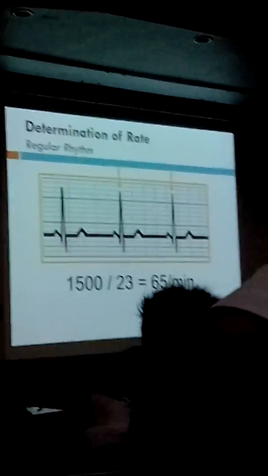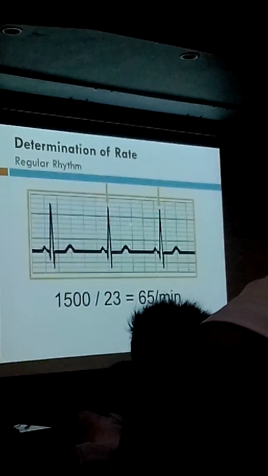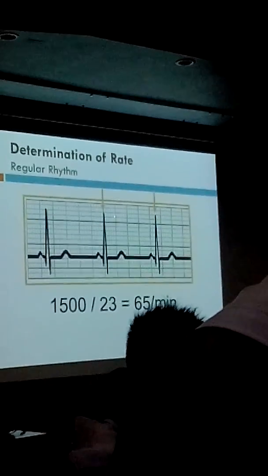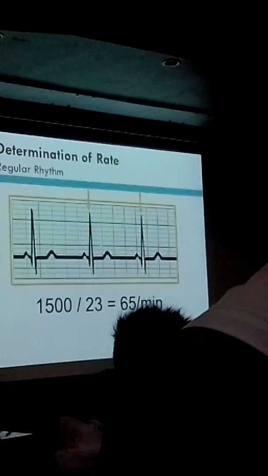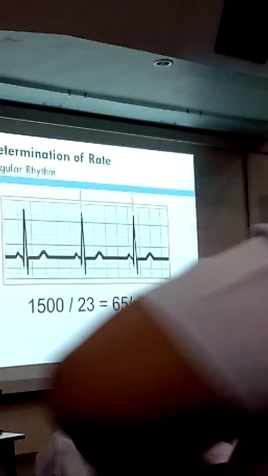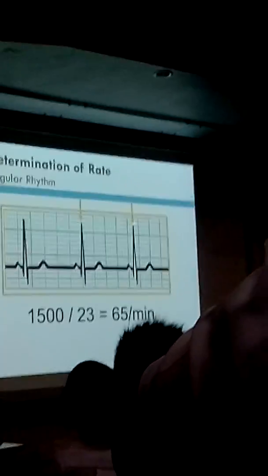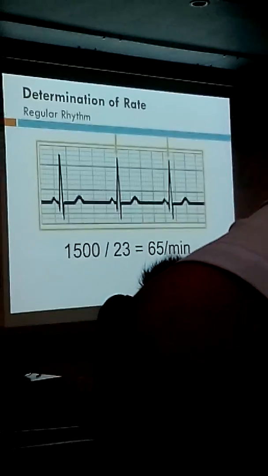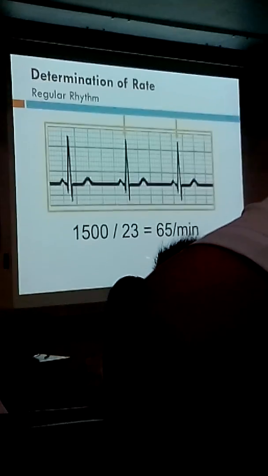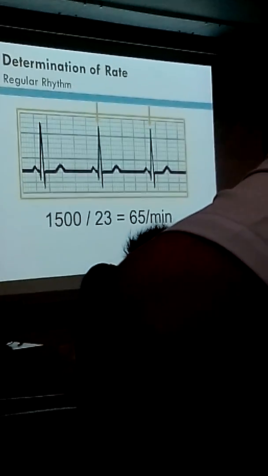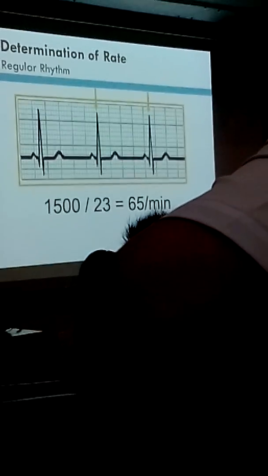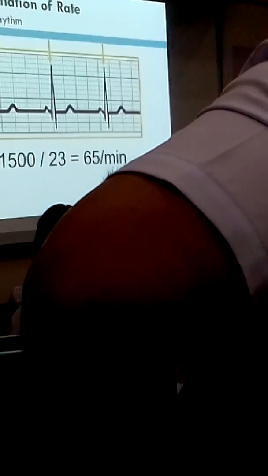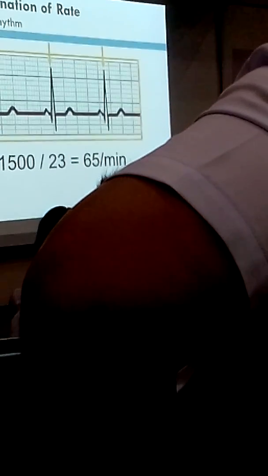The ideal way of measuring the heart rate is through the use of the 1500 method. So you just have to count. One big square is equivalent to 5 small squares. So 5, 10, 15, 20, and you have 1, 2 here, and another 1 here. You have a total of 23 small squares. 1500 divided by 23 means the heart rate is 65 and it is normal. Meaning there is normal conduction from your sinoatrial node down to your ventricles.